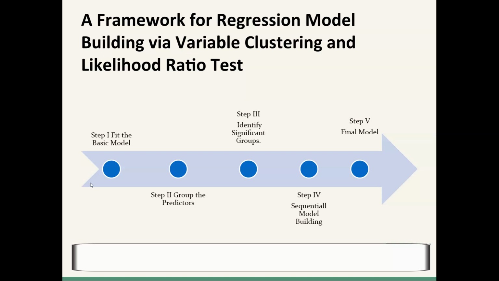Step four is sequential model building. So using those significant predictor groups, you can add them to the basic model, and you can evaluate the AIC value, and then you pick the smallest AIC value and add it to the basic model. Then you repeat steps 1, 2, 3, and 4, until you cannot improve model fit by adding more groups of predictors, then you arrive at the final model.